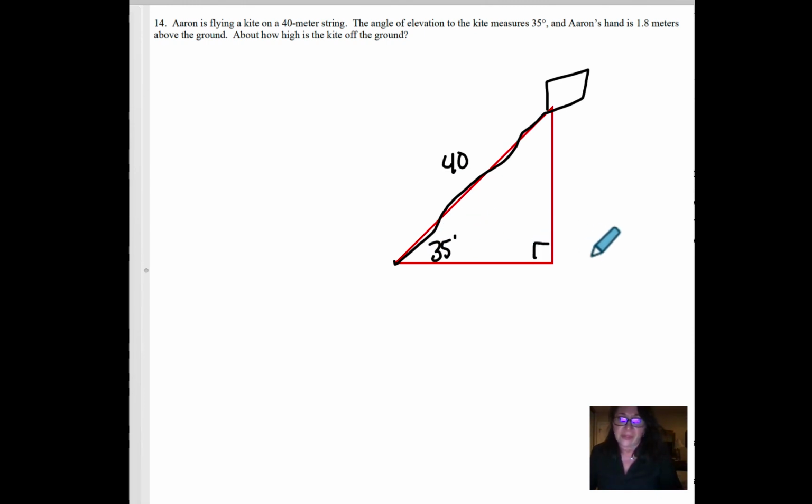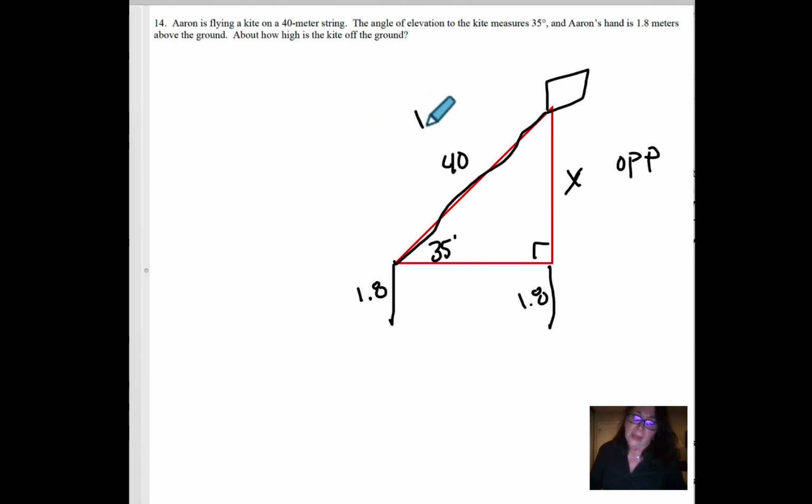We have, this is our height, which is perpendicular. Aaron's hand is 1.8 meters above the ground. So that distance is 1.8, which is going to be the same as this distance. How high is the kite? Well, I'm going to find this value x, and then I'm going to add 1.8 once I'm done. I see I have the opposite side here, and I have the hypotenuse.